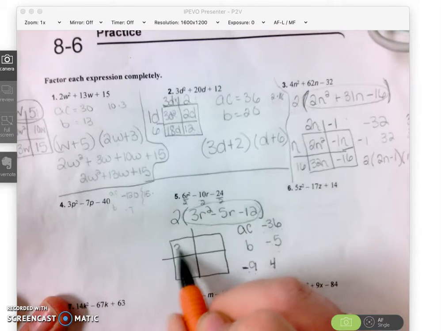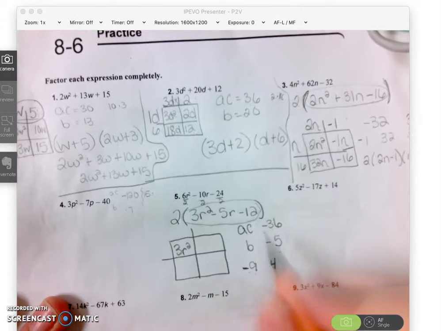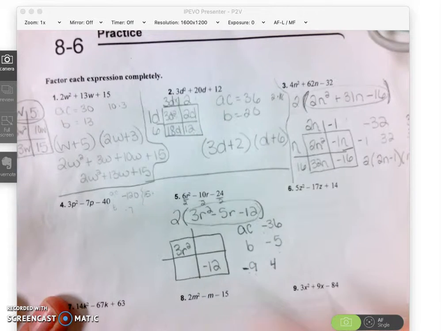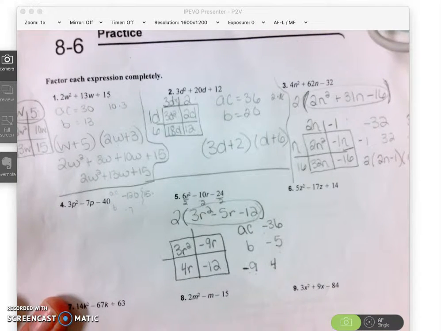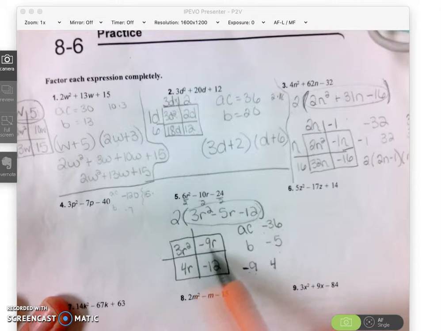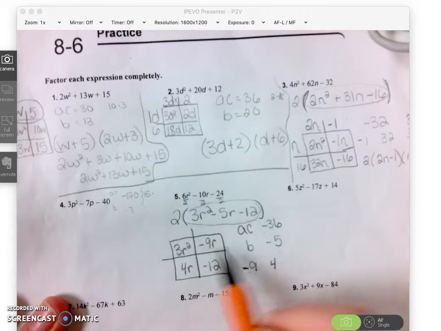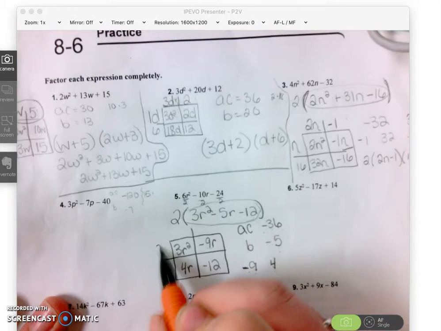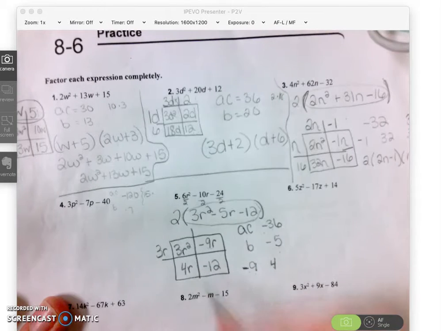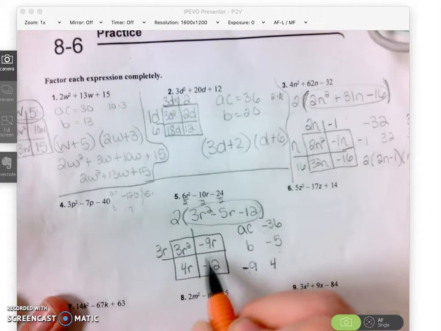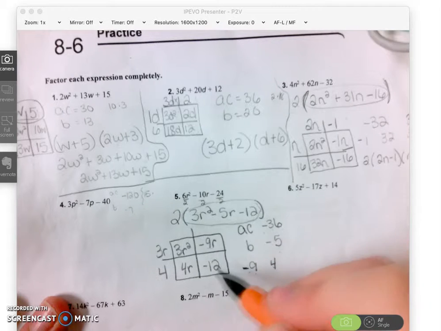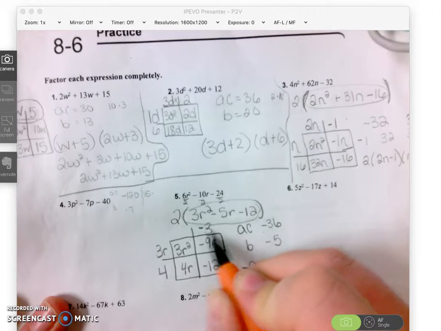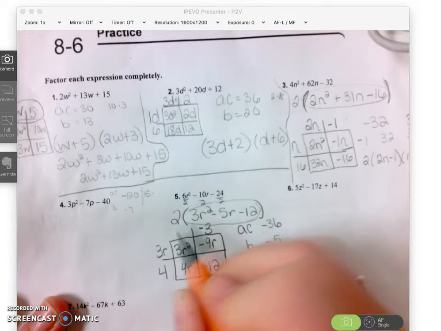So my 3r squared works here. My last term of negative 12 goes here. And then I'm going to do negative 9r and 4r here. Okay, and now I need to factor out the common factors between each row and each column. So 3r squared and 9r, I believe a 3r, because there's an r in each of them. A 3 can be factored out of these two, a 4 can be factored out of these two, a negative 3 can be factored out of these two, and out of these ones, just an r.